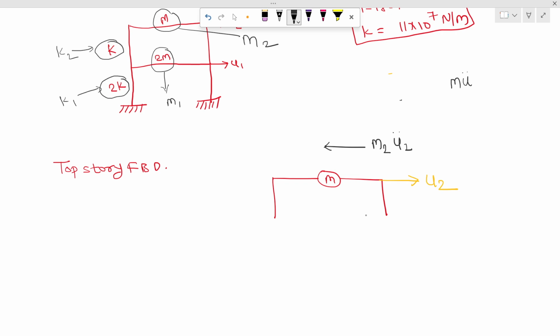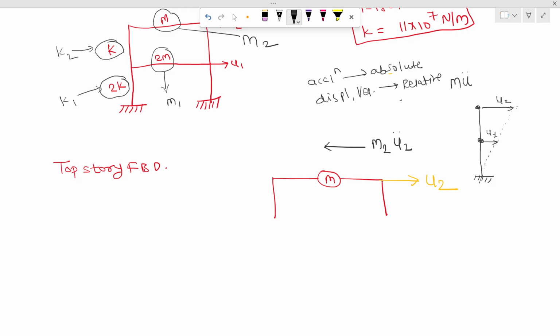Okay, now as you can see here, the structure is something like this, and it is deflected like this. And this is U2 basically, and this is U1. Now you have to remember that the acceleration must be absolute, whereas the displacement and velocity are always relative. Okay.